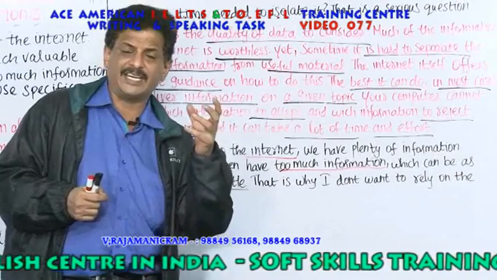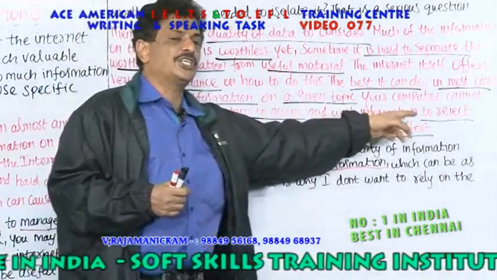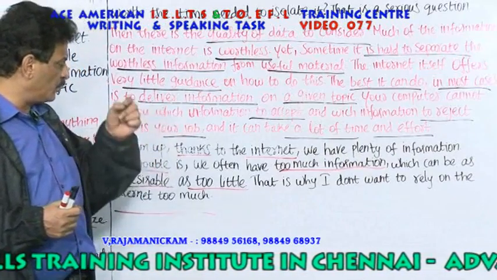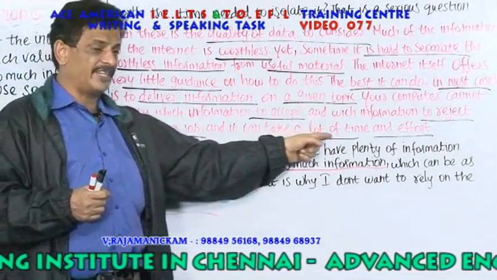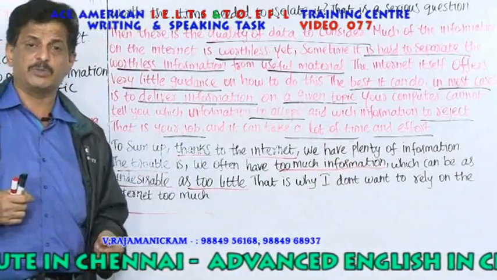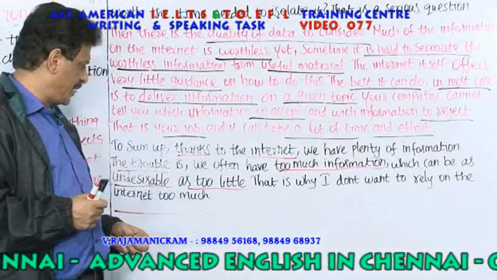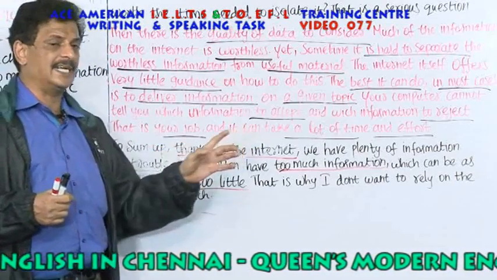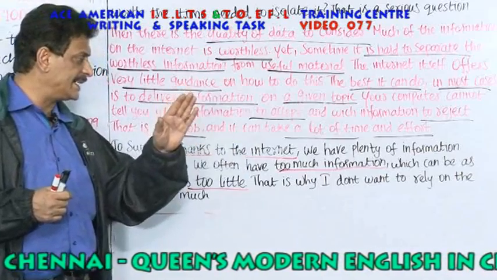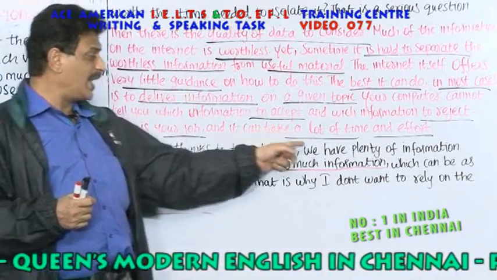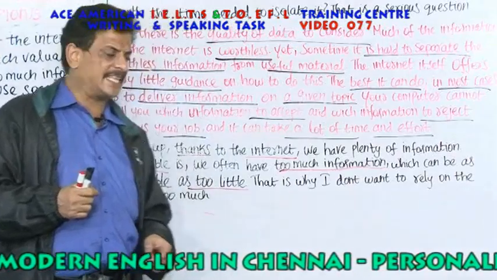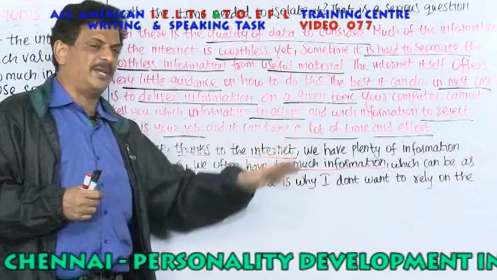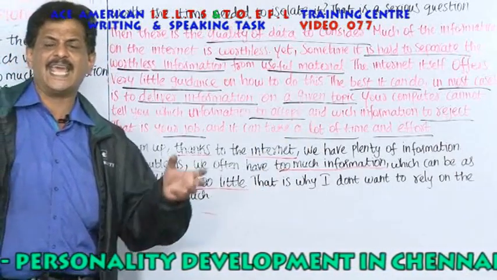ஒரு தலைப்பை எடுத்துக்கொண்டால் அதில் ஆயிரக்கணக்கான பேர் போஸ்ட் பண்ணக்கூடிய தகவலைத்தான் சொல்ல முடியுமே ஒழிய, ஒரு கூகுளோ ஒரு யாகுவோ அல்லது ஒரு ஃபேஸ்புக்கோ அந்த தகவல் உண்மையா பொய்யா என்று இன்டர்நெட்டால் அல்லது கம்ப்யூட்டரால் அல்லது சர்ச் என்ஜினால் சொல்ல முடியாது. Your computer cannot tell you which information to accept and which information to reject. எந்த தகவலை நீ ஏற்றுக்கொள்ள வேண்டும், எந்த தகவலை நீ ஒதுக்க வேண்டும் என்று சொல்வதில்லை. That is your job, அது உன்னுடைய வேலை.